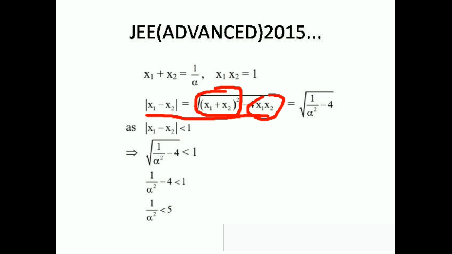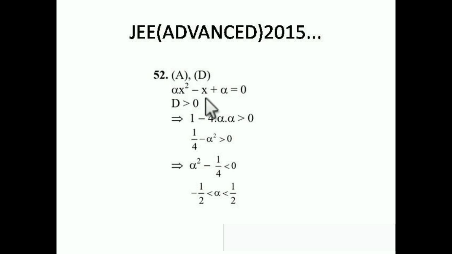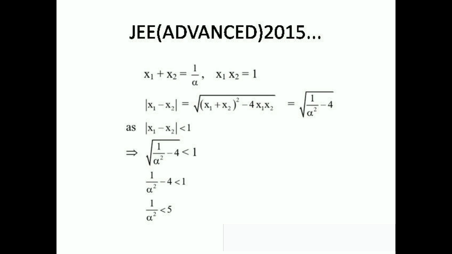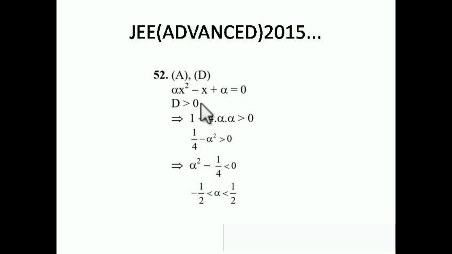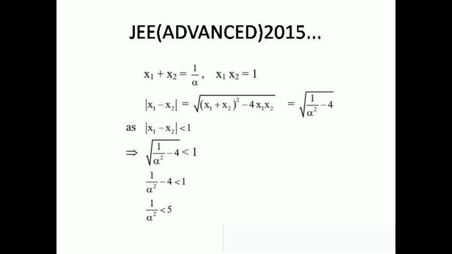Summation is minus b by a, that means minus into minus 1 upon alpha, that means 1 by alpha. So summation becomes 1 by alpha. Then multiplication is c by a, that means alpha upon alpha, so it's 1. So mod of x1 minus x2 is equal to square root of x1 plus x2 whole square minus 4x1 x2. This is 1 by alpha whole square, that means 1 by alpha square minus 4 into 1, that is 4 itself. As given in the question, this whole thing is less than 1.